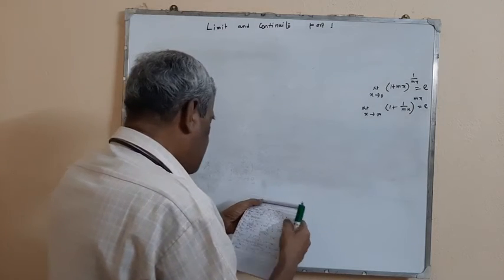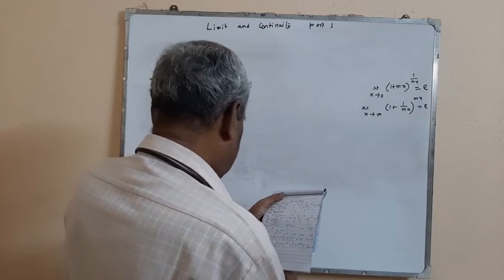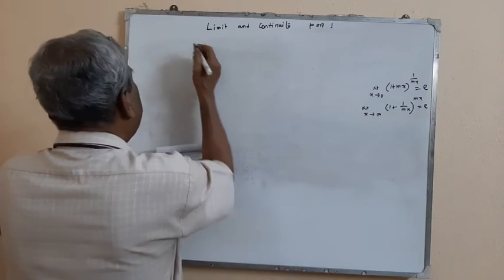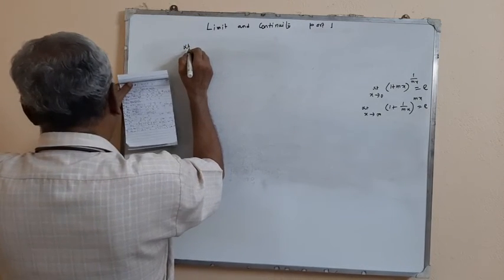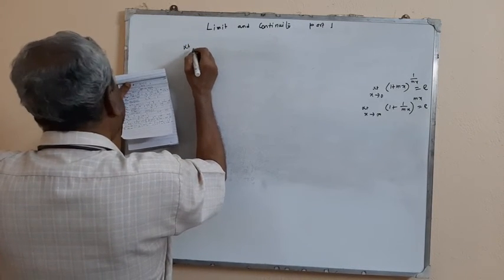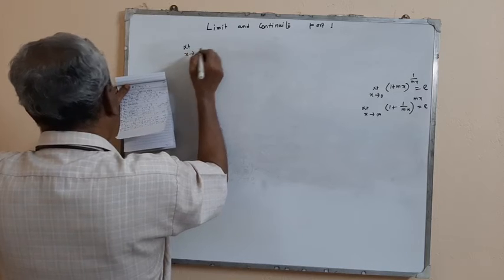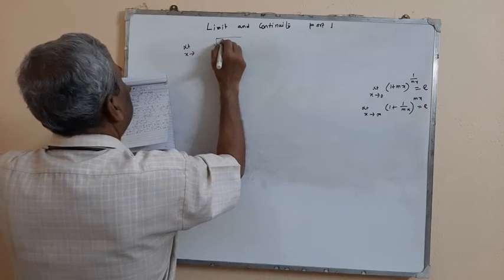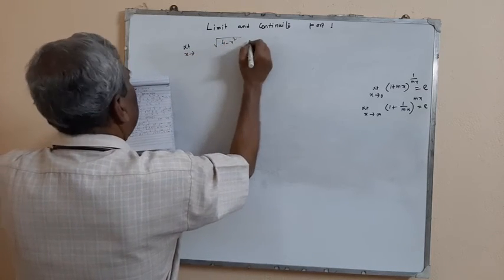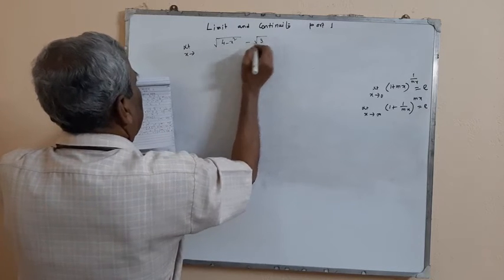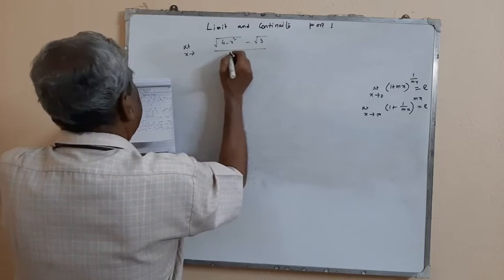Our next problem: limit x tends to 1, root over of 4 minus x square minus root 3 divided by root x minus 1.